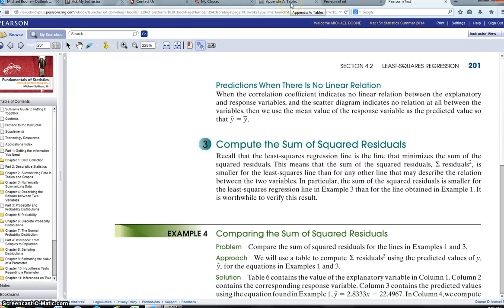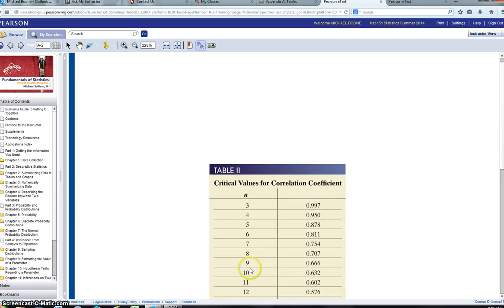But if my R value is not good enough, I don't have a linear relationship. And again, it has to be greater than the 0.632. We had 0.19. Kind of forget about the signs when we're looking at this.